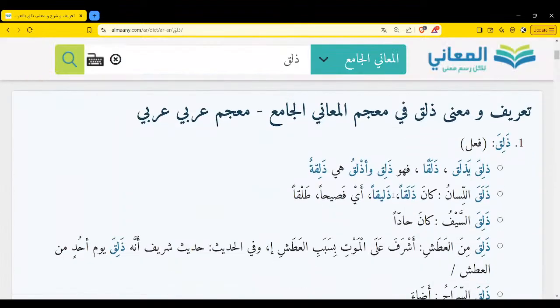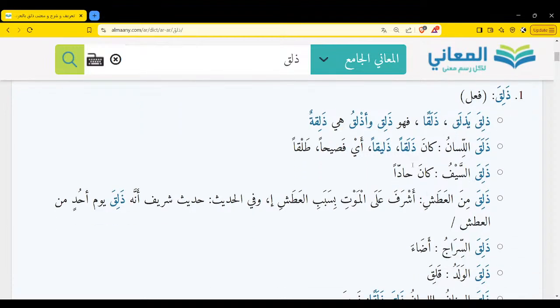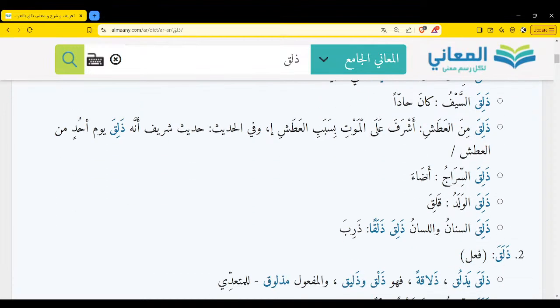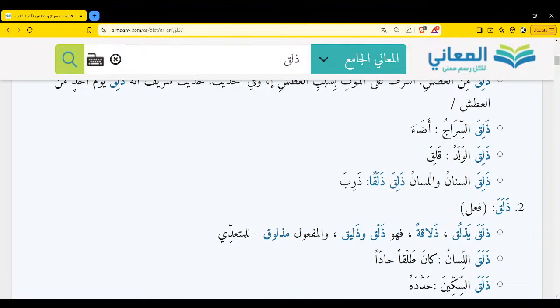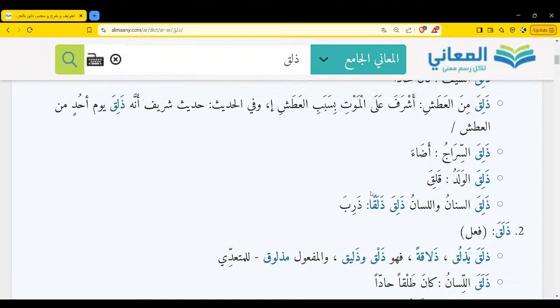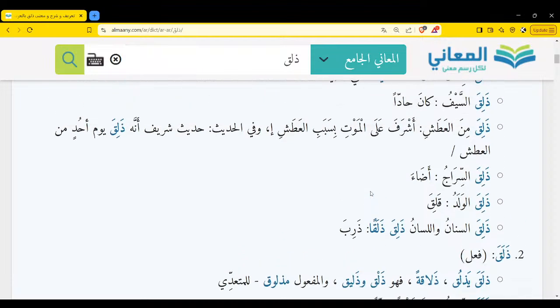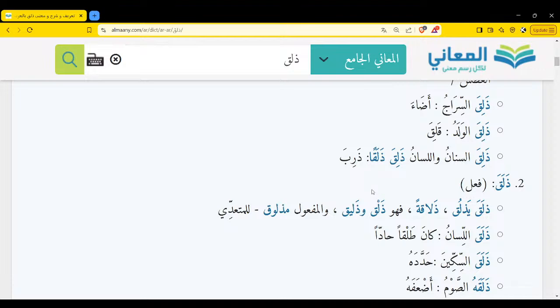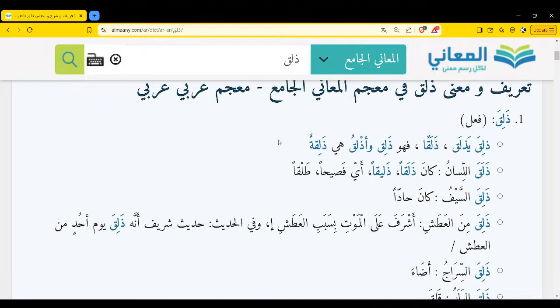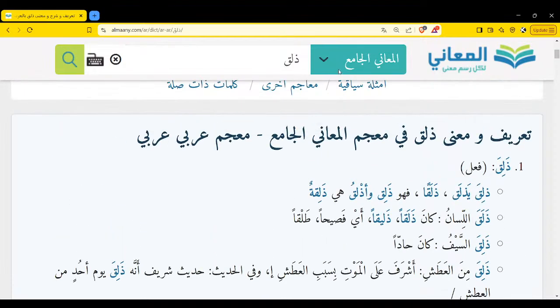ذلق يذلق. He says it means ذربة كان طلقا حادا, to be free and to be sharp or hard, to be sharp. Let's see if we can find the English translation for this.